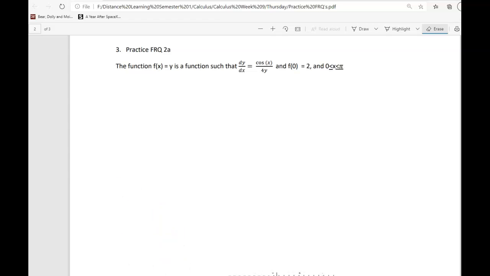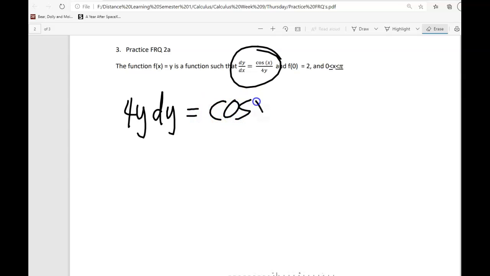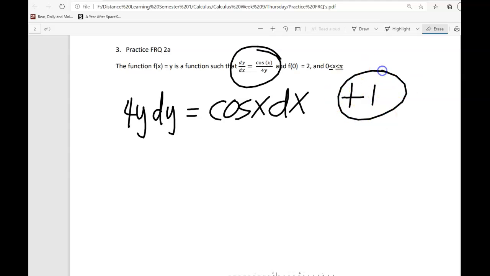All right. So step 1 is to separate your variables. So if you multiply both sides by dx and then multiply both sides by 4y, you're going to end up with this. Now that alone is worth 1 point. Just doing that, separating the variables, getting the x's on one side and the y's on the other.